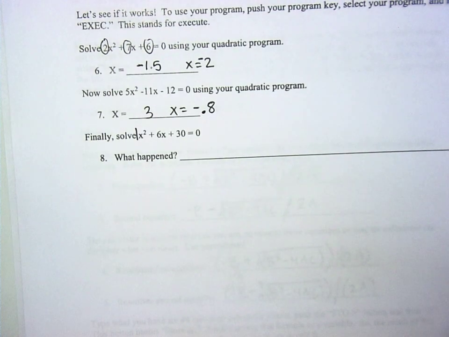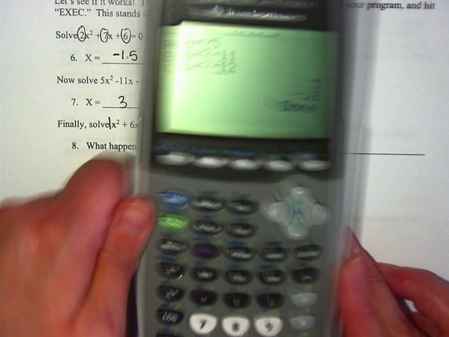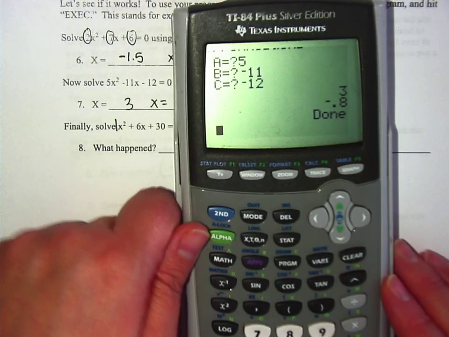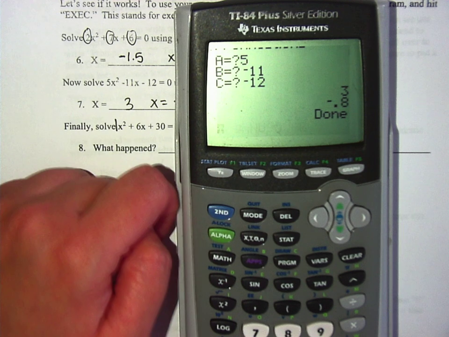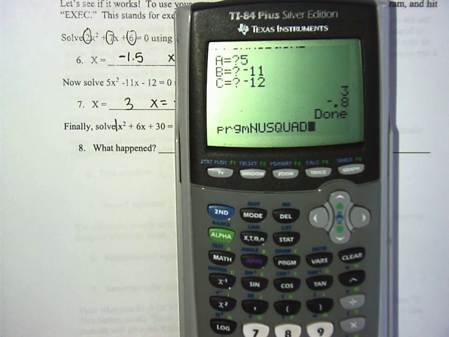Oh, hey, quick thing. Everybody look up. A lot of people don't know this, and it's a big shortcut. If you ever want to repeat exactly what you just did in your calculator, like run my program again, if you hit second enter, it just puts in the exact same thing you just put in. Second enter, and here's something wild. Want to see something really cool?